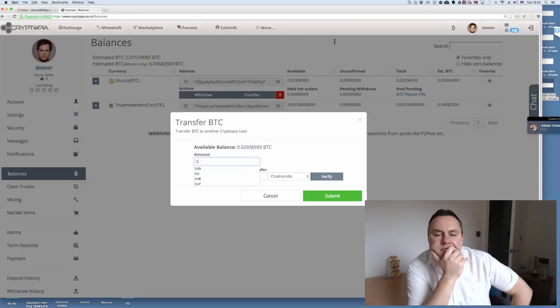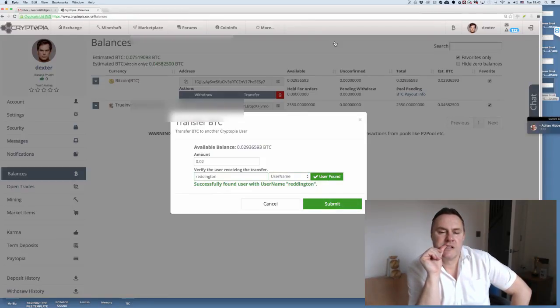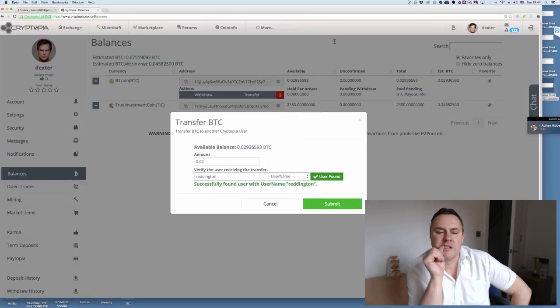I put in some amount and, for example, Dexter, it's mine. I have another username, Reddington. Verify, yes, there is a Reddington username. If I click on submit, one second later Reddington will get 0.02 Bitcoins. It's very easy, without any fee. Absolutely free.